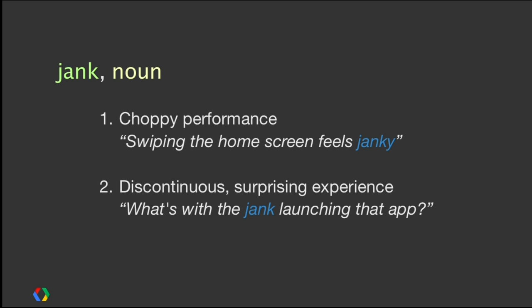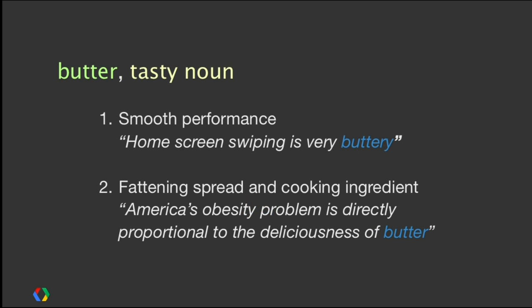Yeah, we actually got really tired of this word. On the other hand, it was a nice word to describe exactly what we meant, which was the experience is not good enough. What can we do to make it more buttery? So butter means essentially two things. Smooth performance, which is basically the opposite of that meaning of jank. Let's smooth things out and remove that choppiness in animations and rendering, such as home screen swiping is very buttery in Android 4.1 Jelly Bean.